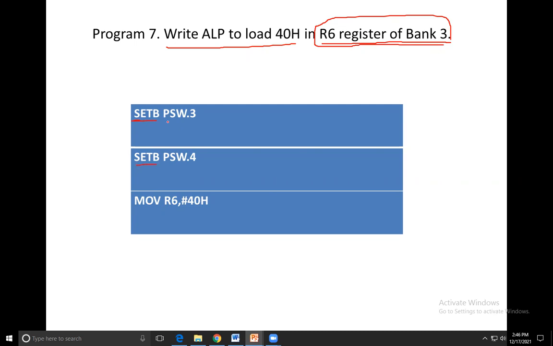Set bit PSW.3. See, PSW means program status word. In 8085 we can say it is the flag register. In our 8051 we have the program status word. In that we can see the carry flag, auxiliary carry flag, and parity flag. In that we have to use two bits, bit 3 and bit 4, for selecting the bank.